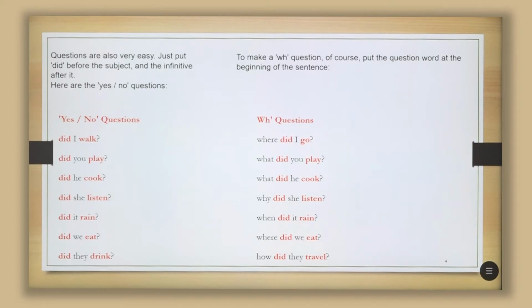When we use WH questions, of course, we put them in front of the sentence, or in the beginning of the sentence. For example, where did I go? What did you play? What did he cook? Why did she listen? When did it rain? Where did we eat? And how did they travel?